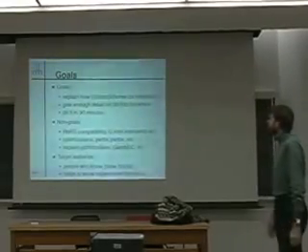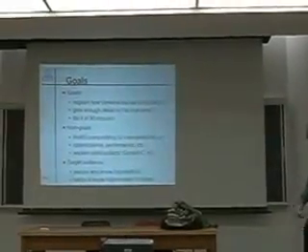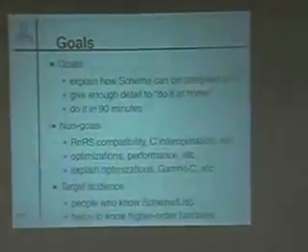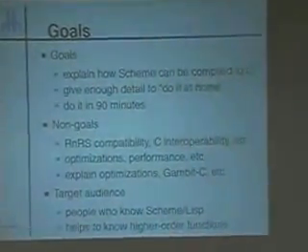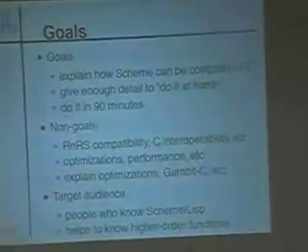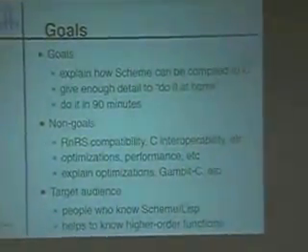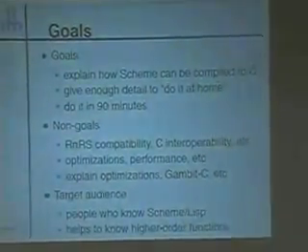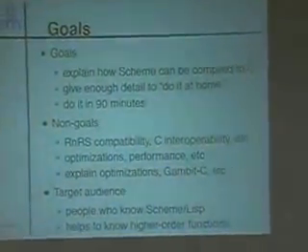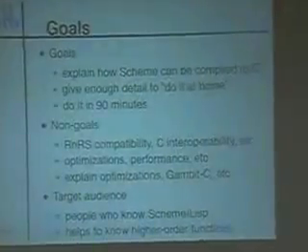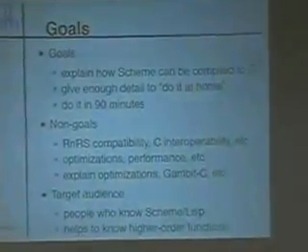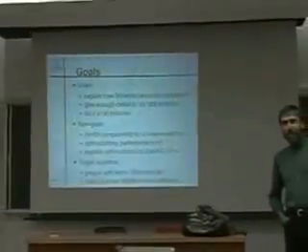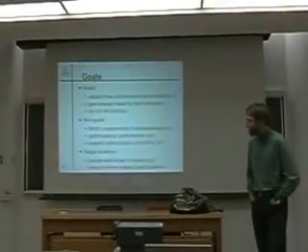So the goals are to explain how Scheme can be compiled to C, and to give you enough details to do it at home, if you're so inclined. I actually have the source code that you can also take off of the web if you want to experiment with that. I want to try to explain all of this in about 90 minutes. Of course, I wouldn't be able to go into the detail. My original goal was to actually do a source code walk through all the pieces, but it just won't happen.